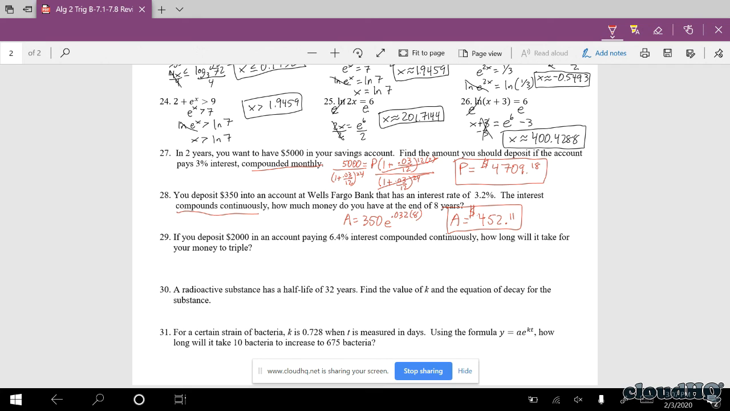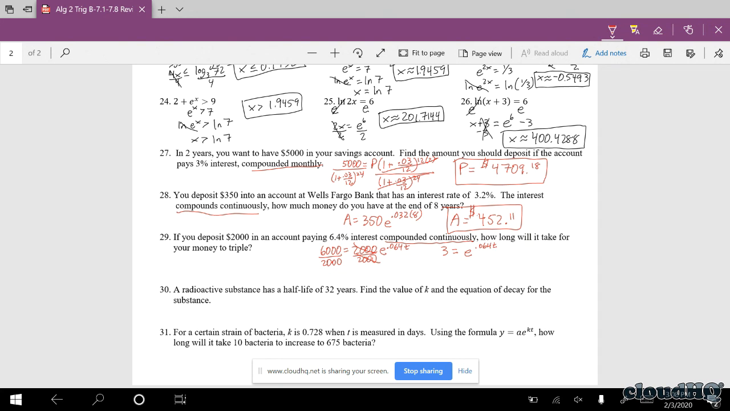Number 29, we're depositing 2,000. We want it to triple, so that means we want 6,000 at the end of our time. Initially 2,000, compounded continuously again, so same equation, times e to the 0.064 because of that interest rate, times t, we don't know how much time, that's what we're going to try to figure out. So first step, divide away the 2,000, giving you 3. So 3 equals e to the 0.064 t.